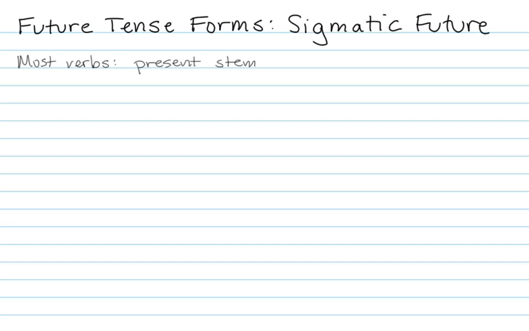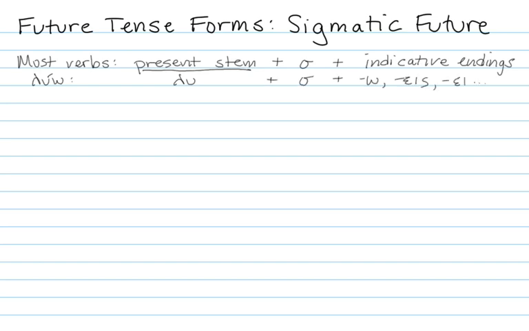So for most verbs, you're going to take the present stem and add a sigma, and then add the indicative endings that you already learned. So for our sample verb luo, that means taking the present stem lu, adding a sigma, and then adding o, eis, ei, omen, ete, ousin.